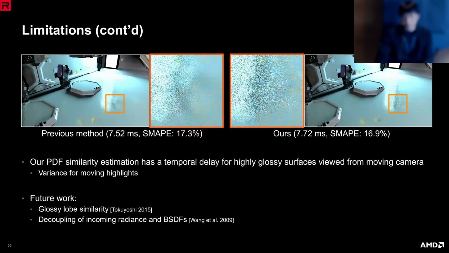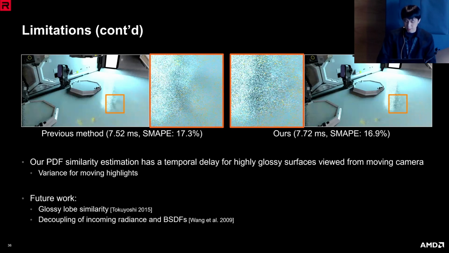We have presented a technique to alleviate the temporal delay for moving lights. However, our PDF similarity estimation still has a temporal delay for highly glossy surfaces viewed from a moving camera. This temporal delay results in variance for moving glossy highlights in the rendered image.